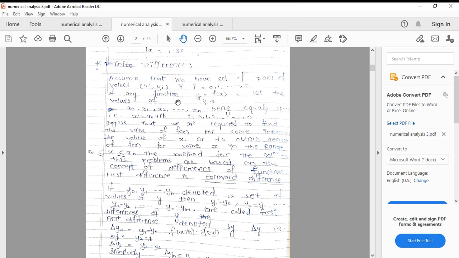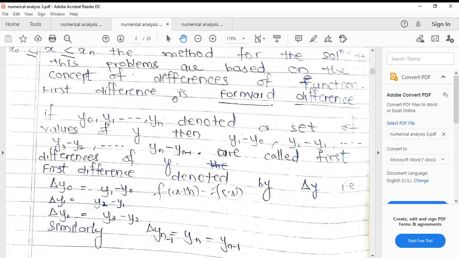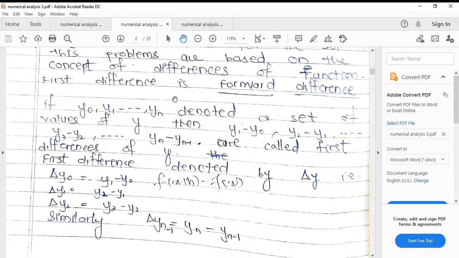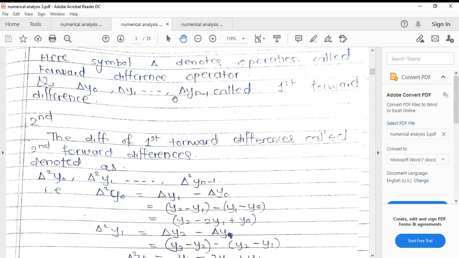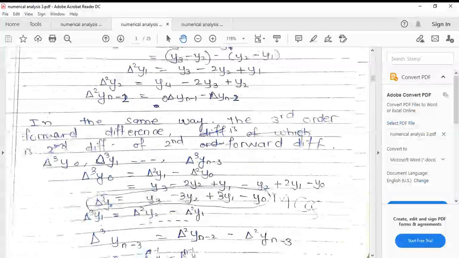What is a forward difference operator? We are provided with a set of n plus 1 values, and then correspondingly we can find del y naught, that is y1 minus y naught, del y1 is y2 minus y1, and so on. Similarly, you can see here we are provided with n plus 1 values. Now for the first forward difference we get only n values, and in the second forward difference we will get n minus 1 values.